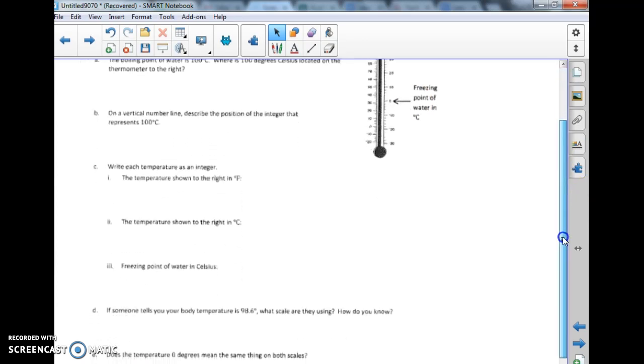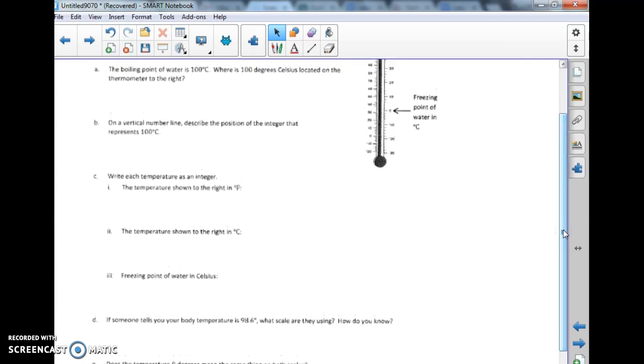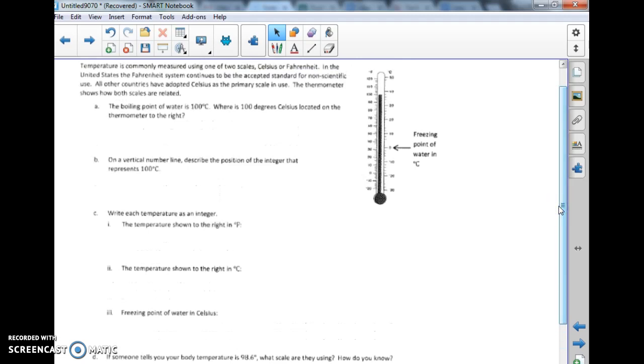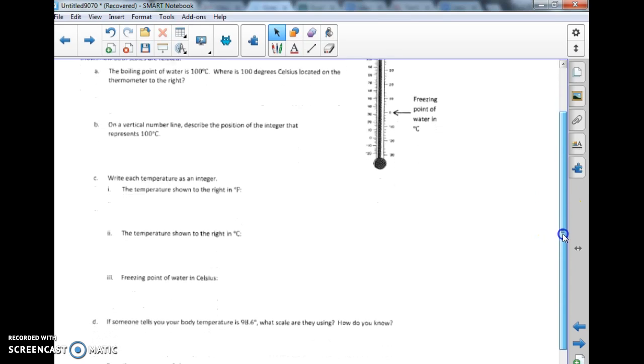If someone tells you body temperature is 98.6, what scale are they using? How do you know? So 98.6, would that be Fahrenheit or Celsius? Hopefully you said Fahrenheit, because if you make connections to the summertime, temperature can be 100 degrees outside or 90 degrees Fahrenheit outside, which would be right about here. Notice that's only about 38 or 36 degrees Celsius. 100 degrees, or 98.6, isn't even on this thermometer, which means that's even higher than 100 degrees Fahrenheit, which means that would be pretty darn warm for your body to be above that. So that would definitely be Fahrenheit.